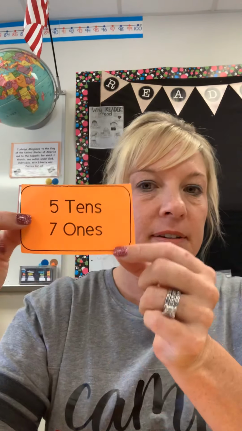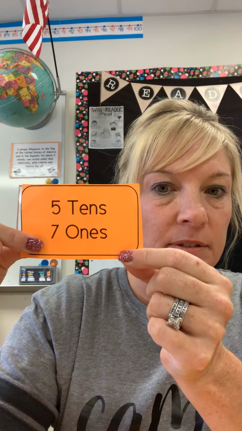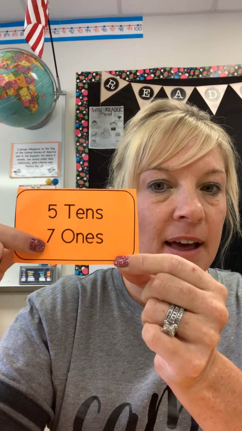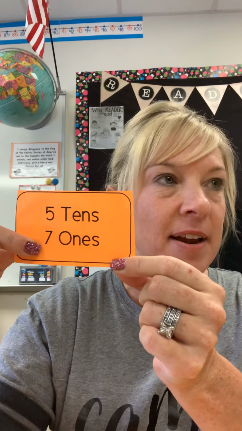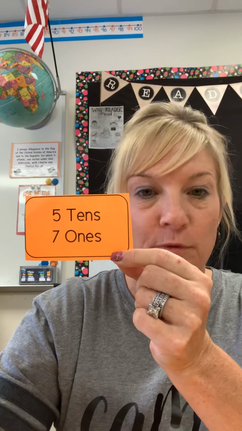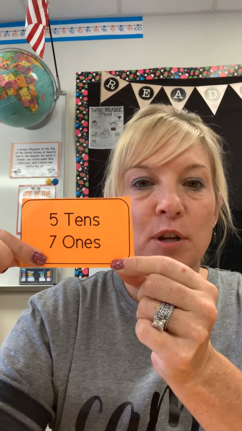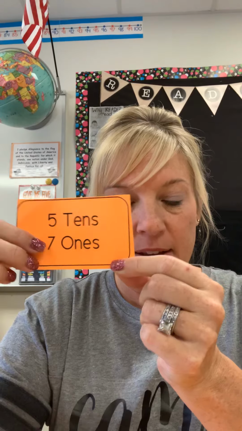I'm going to hold up a card and I'll show you an example, and you are going to tell me the number. So some of the cards are going to look like this. They're going to tell you the amount of tens and the amount of ones. So 5 tens, 7 ones, you would tell me that number is 57 because 5 tens is 10, 20, 30, 40, 50. And then just your 7 ones is 7. So you would tell me 57.